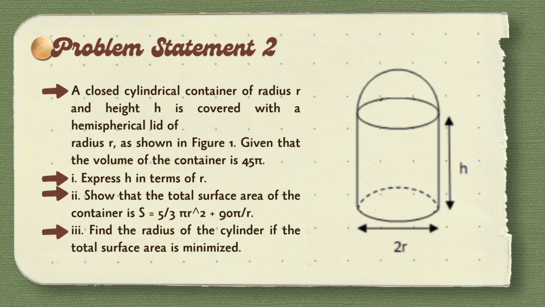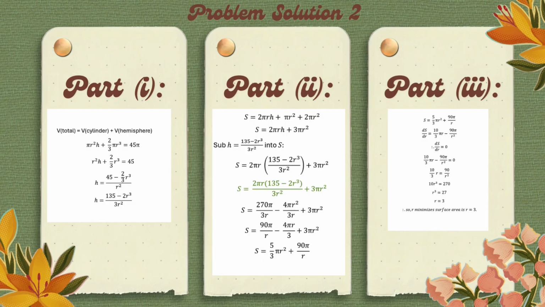This is the solution to a mathematical optimization problem involving a closed cylindrical container with a hemispherical lid. The problem has three main parts. First, expressing the height h in terms of the radius r. Second, deriving the total surface area of the container. Third, finding the radius r that minimizes the total surface area. Second problem solution. Part 1. Express h in terms of r.